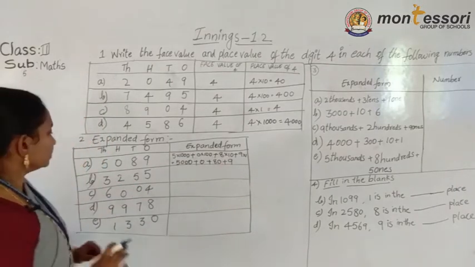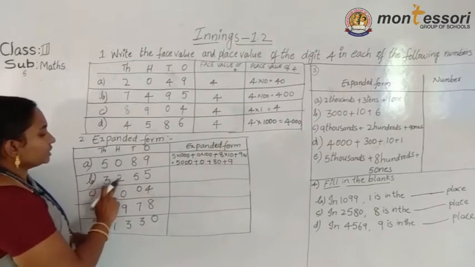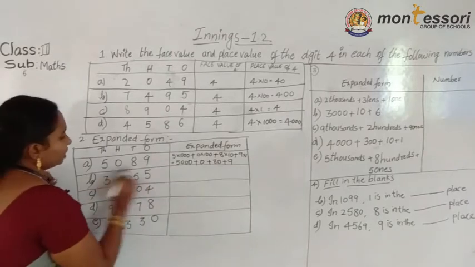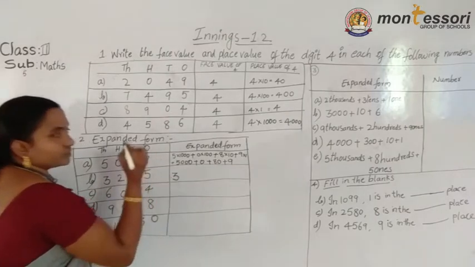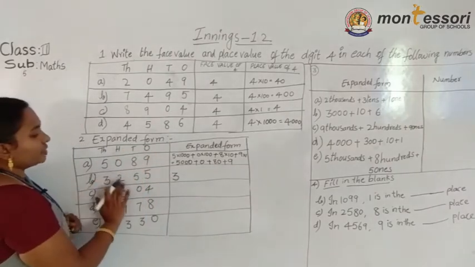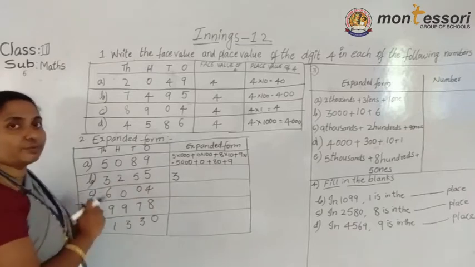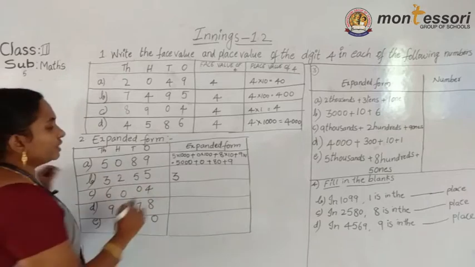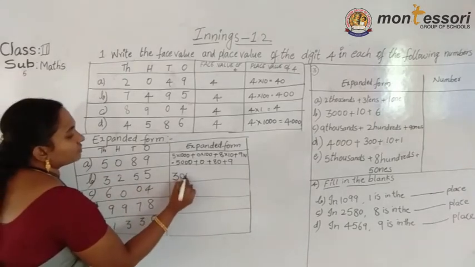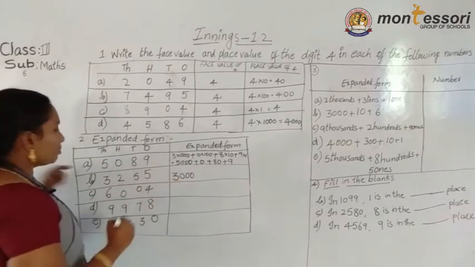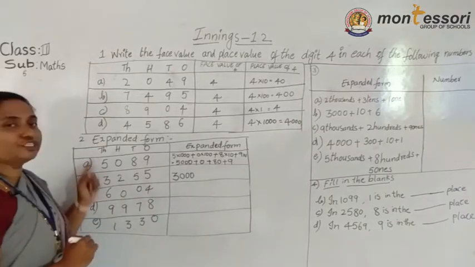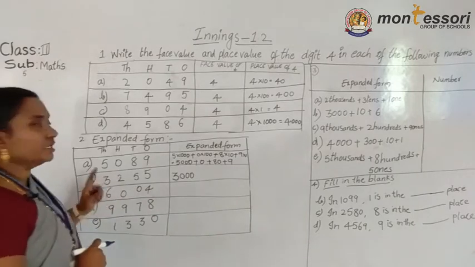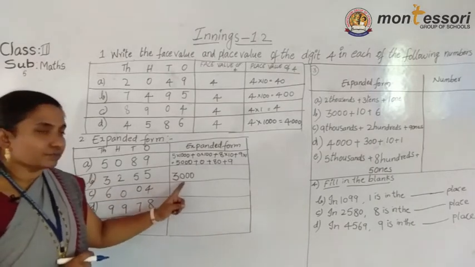Now this is one method. Another method is also there. Here 3255 is given, no? First I write 3 here. After 3, how many numbers are there? 3 numbers are there. So I put 3 zeros, and like this you can put 3 zeros, no problem. Again, 3 is in which place? Thousands place. So 3 into 1000 is 3000.